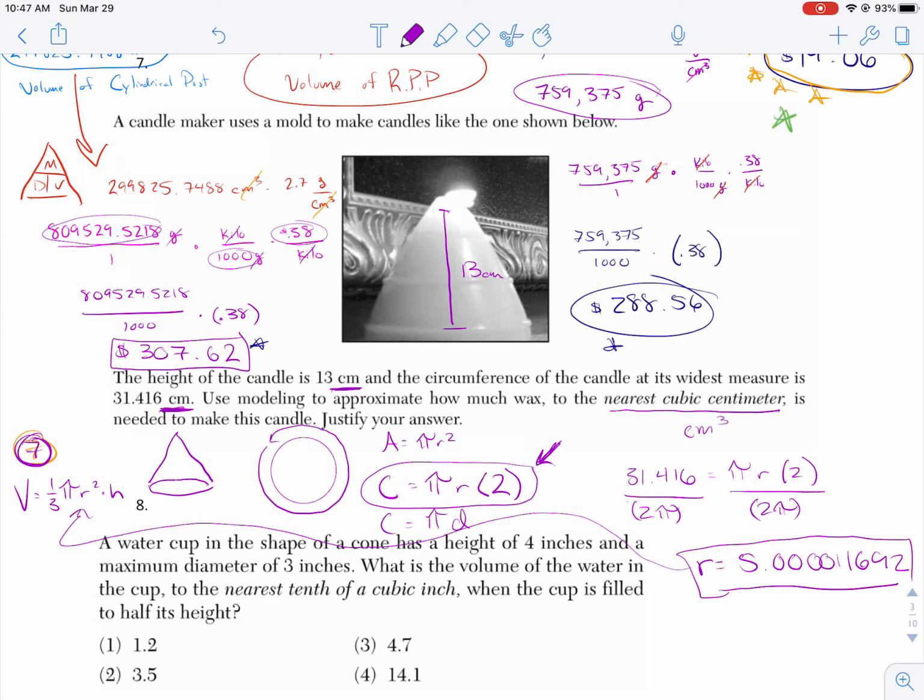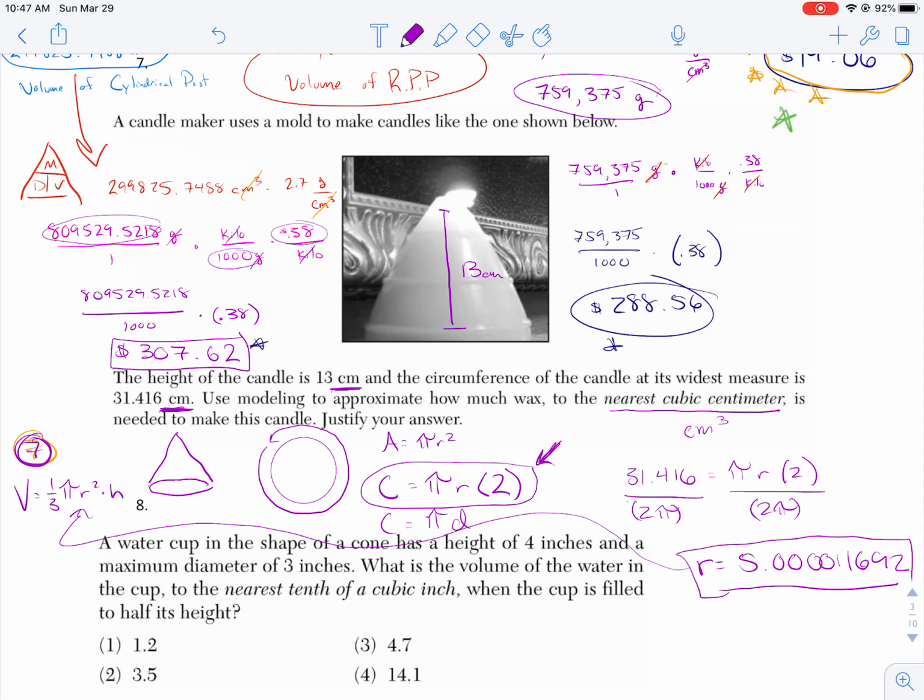Now make sure it's in centimeters. We don't have to do any metric conversions here, but it never hurts to check. Sometimes they might put 13 meters, and so next thing you know, your calculations are wrong. So just make sure your units are lining up. In this case they are. Our height is 13 centimeters.